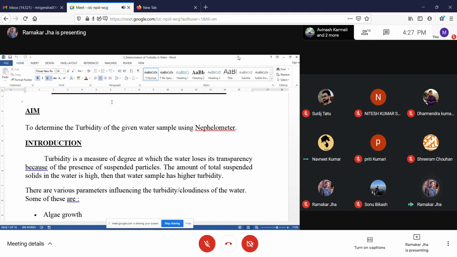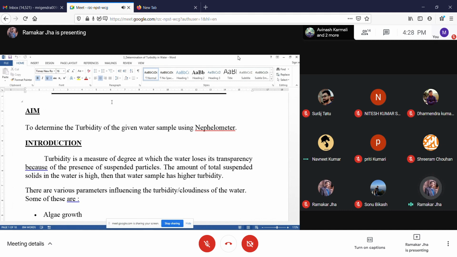है ना? नींबू पानी में भी वही होता है, शरबत में भी होता है, कोल्ड ड्रिंक में भी वही होता है. So it is not able to see other side. If the amount of total suspended solids in the water is high, then that water sample has high turbidity. Turbidity ज़्यादा होगी तो एक और चीज होगा. If the turbidity is more, electrical conductivity is also more.